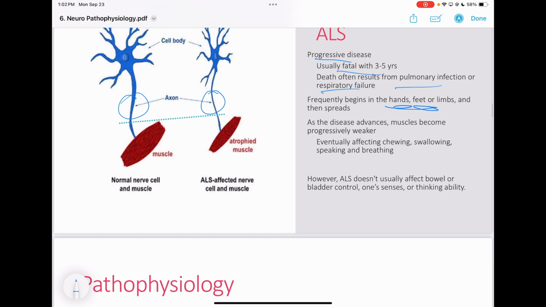Frequently begins in the hands, feet, or limbs, and then spreads inwards. So again, I can't hold that mug of coffee anymore, something's going on. Muscles get weaker, eventually you're going to get swallowing and chewing affected, and then breathing, and then you have to worry about airway management. Do you put them on a vent to get a trach put in? Quality of life and all that fun stuff. Very important again, doesn't affect bladder or bowel control or cognition. Your thinking is all going to be fine.